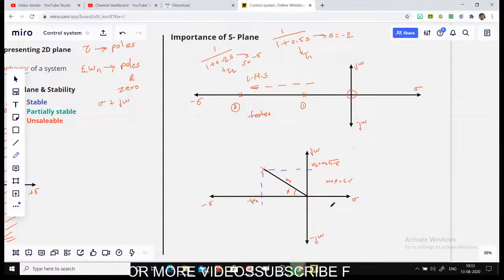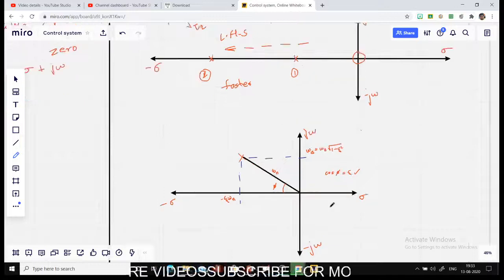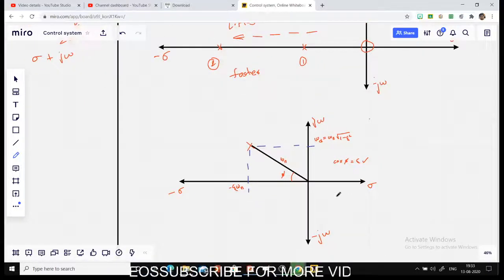If you want to add any pole or zero in your system, you can add or remove poles and zeros from your system depending upon these values, and by understanding these values, which represent your zeta, omega n, and the time response specifications.